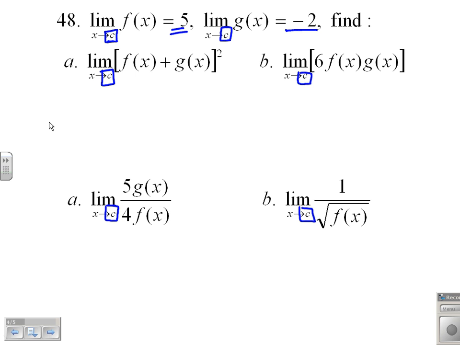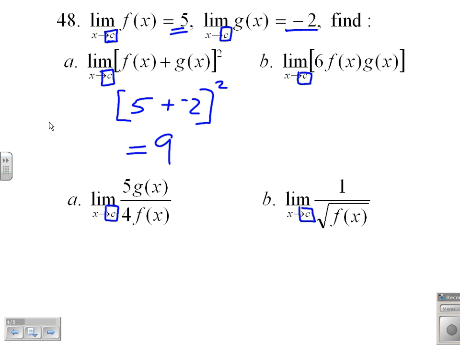So the beauty of this is, I would suggest if you were to guess this, you would say, well, the limit of f of x plus g of x squared, wouldn't it be nice if that was just our limit of f of x at c, 5, plus our limit of g of x at c, negative 2, squared. And isn't it great that that is in fact something you can do?